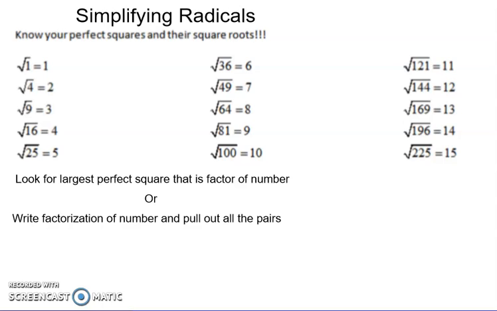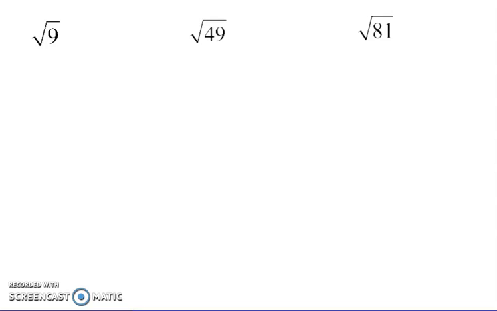So when trying to simplify a square root, we're going to look for the largest perfect square that goes into the number, or we're going to write the prime factorization and pull out our pairs. For example, if we take the square root of 9, hopefully we know the square root of 9 is 3. But if we take the factorization, what do we multiply to get 9? So that's going to be the square root of 3 times the square root of 3. So there's my pair. The answer is 3.